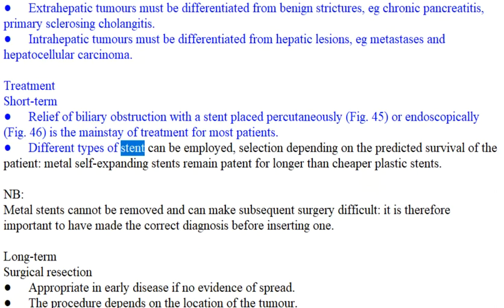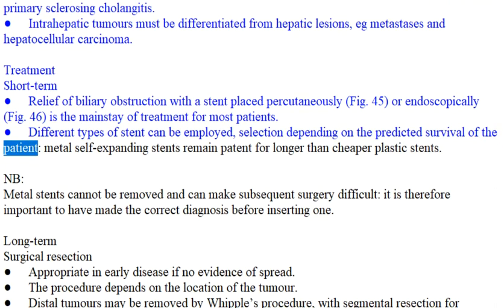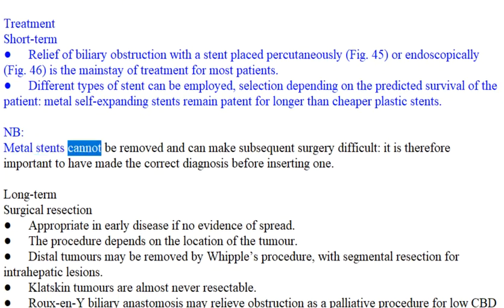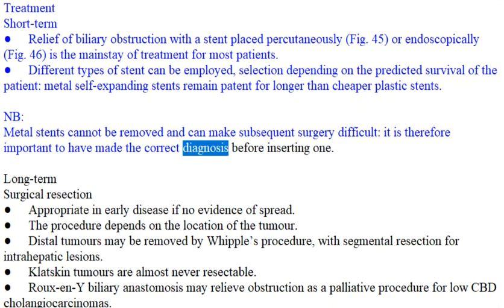Different types of stent can be employed, selection depending on the predicted survival of the patient. Metal self-expanding stents remain patent for longer than cheaper plastic stents. NB. Metal stents cannot be removed and can make subsequent surgery difficult. It is therefore important to have made the correct diagnosis before inserting one.